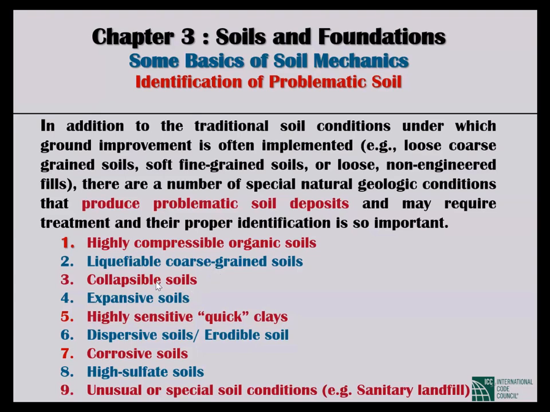We have collapsible soil, we have expansive soil, we have highly sensitive quick clay, we have dispersive soil. We have dispersive soil in a form we call erodible soil. When it will disperse with the velocity of water, we call it erodible. Otherwise, we call it dispersive. We could have corrosive soil. We could have high sulfate soil. We could have also some other special types of soil.